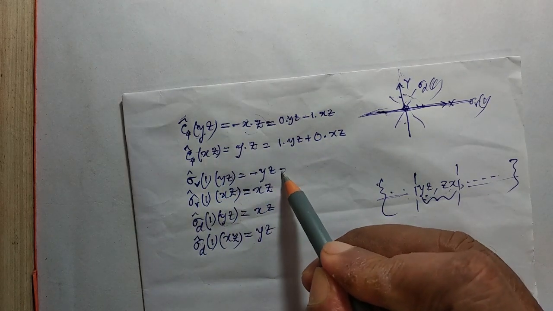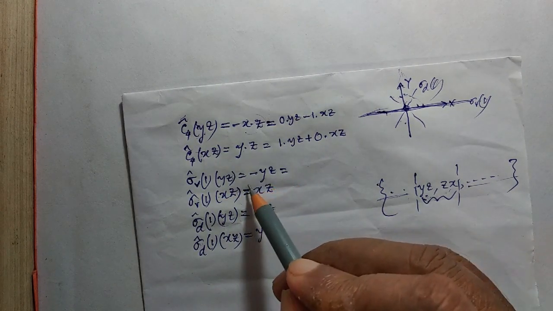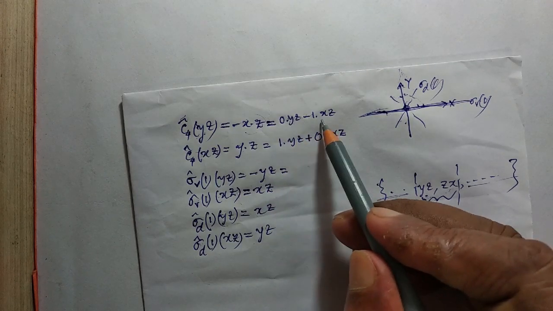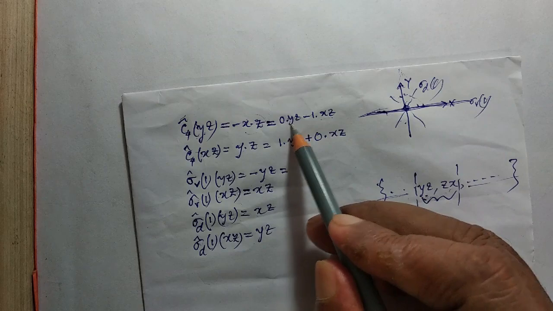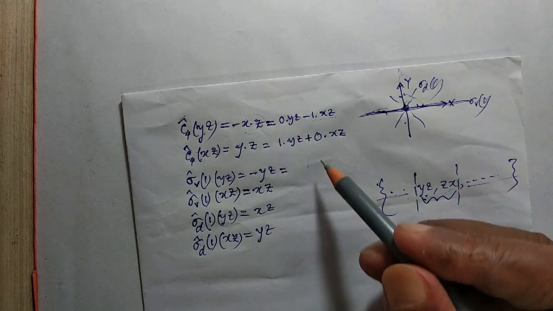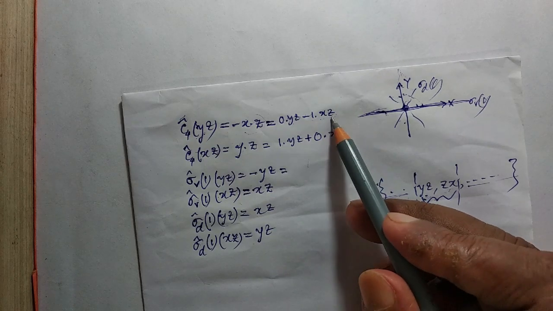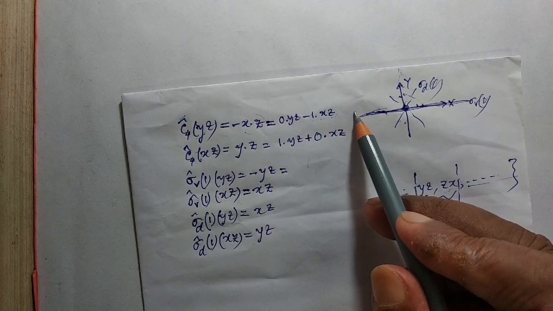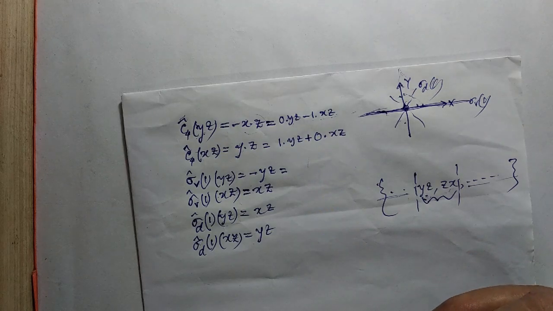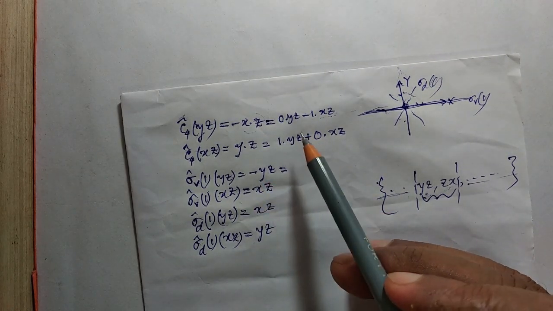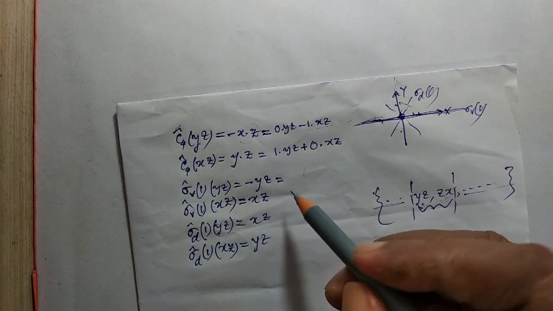In this case, we have to write, here we have taken yz first, xz next. This order is to be maintained throughout, yz first, xz next. If you take xz first, yz next, then that order should be maintained throughout. One particular order should be maintained throughout. We are taking yz first, xz next.